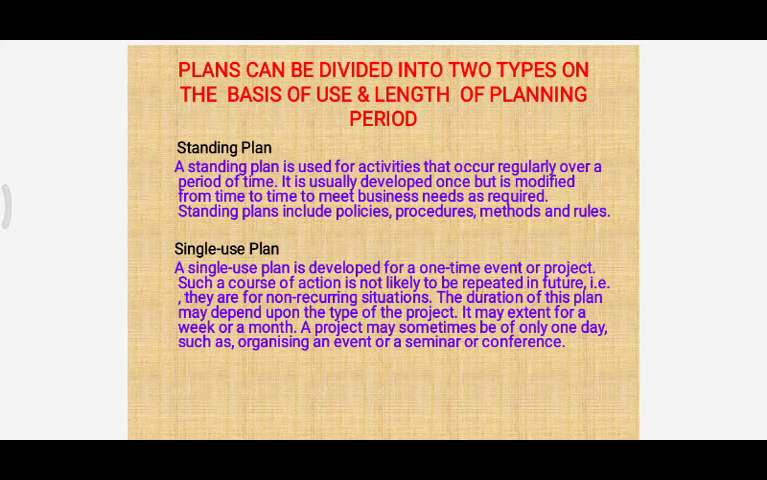So it can be made for a day or for a week, for a month or for a few months. But these plans can be made and used only once.